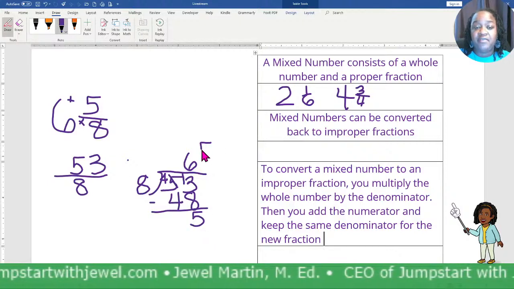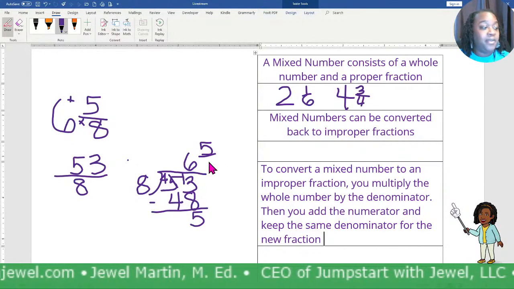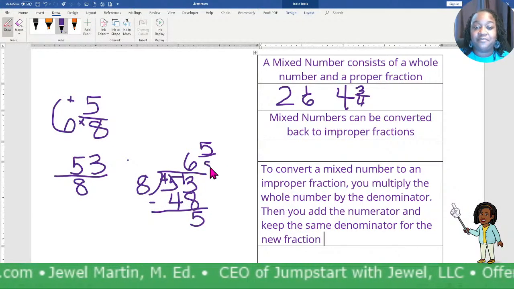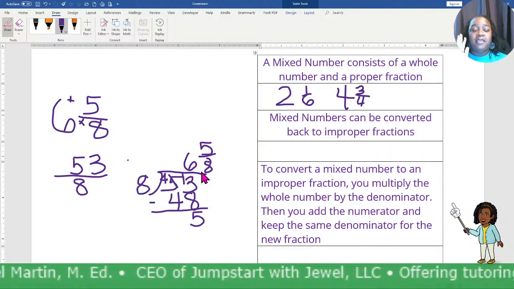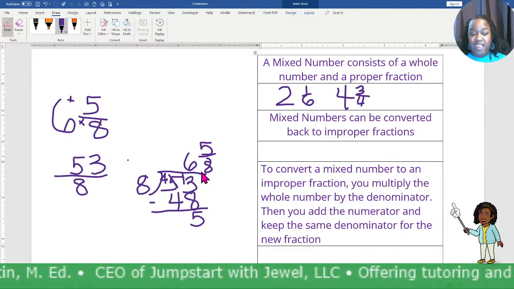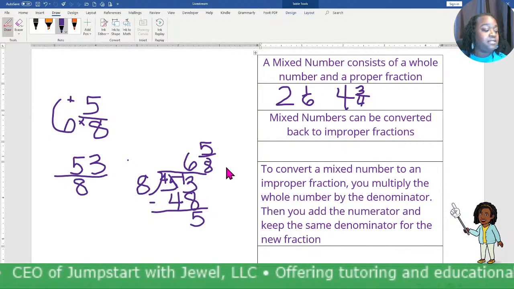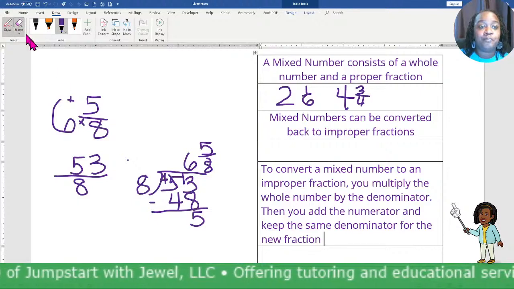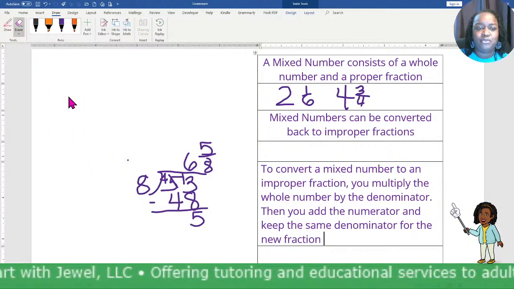And so 5, instead of it being a remainder, is our numerator. And then our denominator is 8. So there we have it again. We've converted a mixed number to an improper fraction back to a mixed number. So the more you practice this, the more it makes sense, the easier it gets. Let's do another one. We may do 2 more.